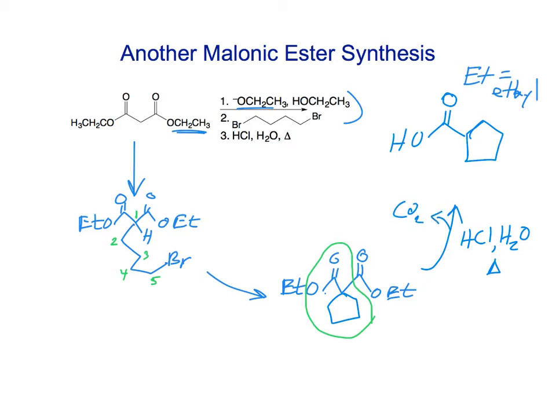So again, we started with a malonic ester. We get a substituted acetic acid. Do you see the acetic acid in there? It's this part right here. If we carve it out like that, there's our acetic acid. And we have 2 alkyl groups, but they're linked together.